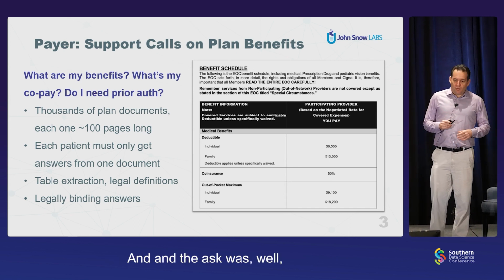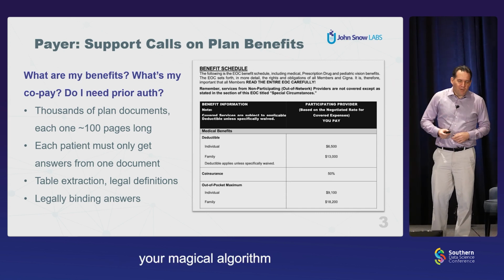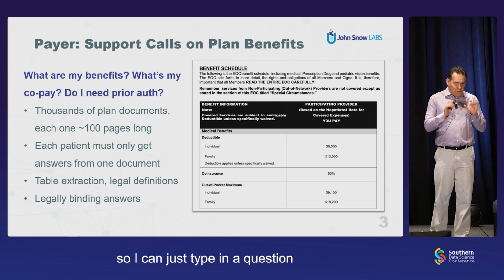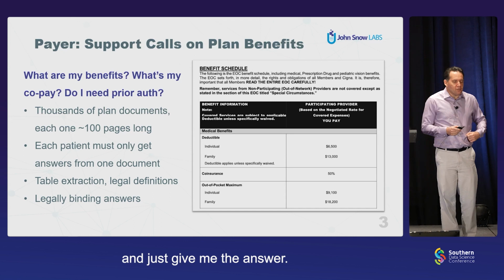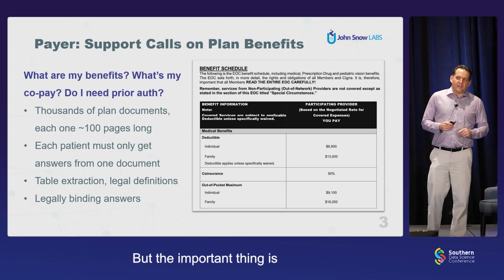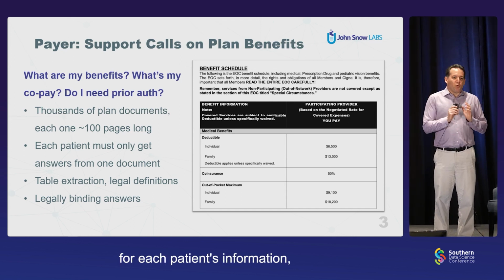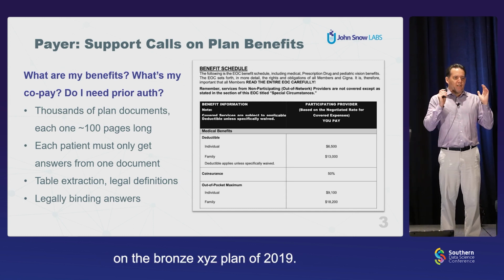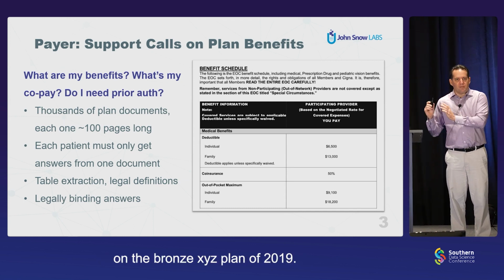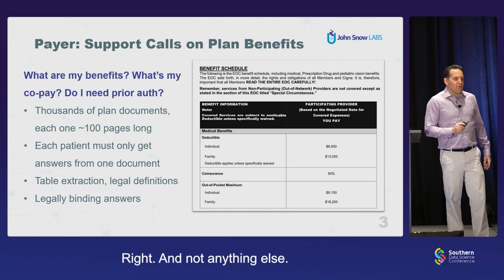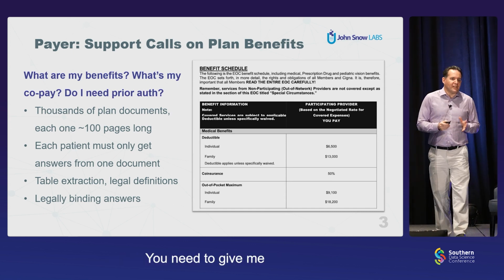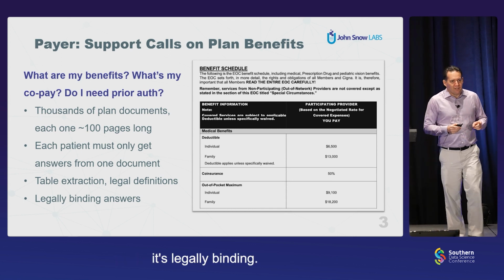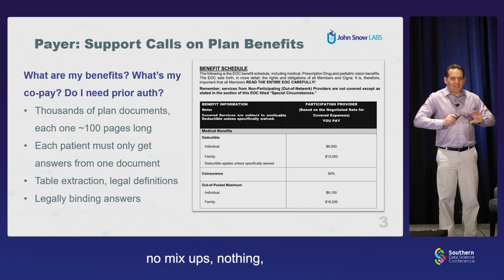And the ask was, well, can you have your magical algorithm read those documents and just provide an answer, so I can just type in a question and get the answer. But the important thing is you have to answer for each patient from only that specific document, right? Because they're on the Arizona Bronze XGB8 plan of 2019, and not anything else. So you need to read the document, you need to give me a straight answer. And once I give an answer, it's legally binding. So no hallucinations, no mix-ups, nothing like that.